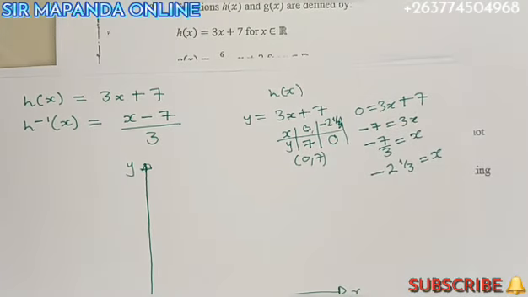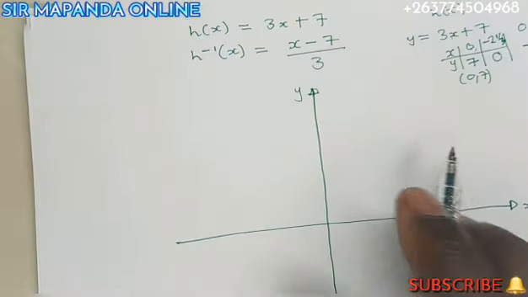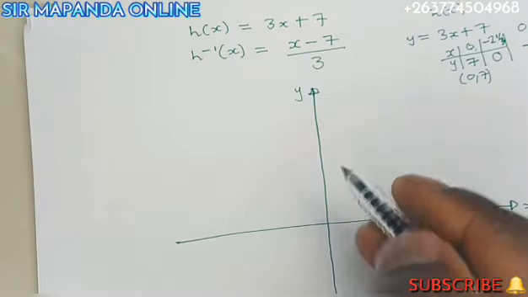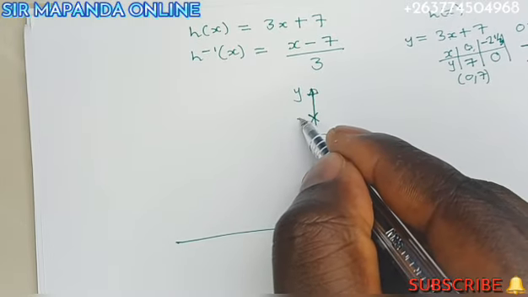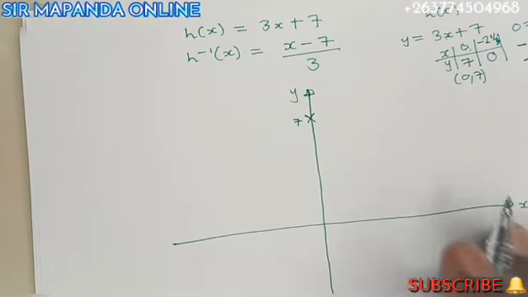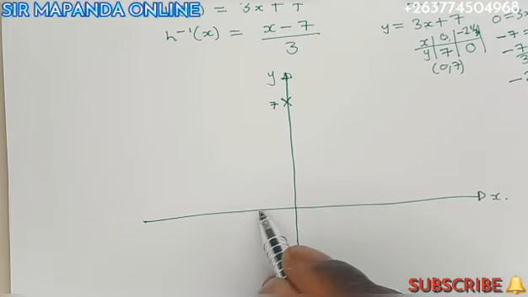So if we are to plot on the graph, let's say this is 0 and 7. Then we now need minus 2 and a third.